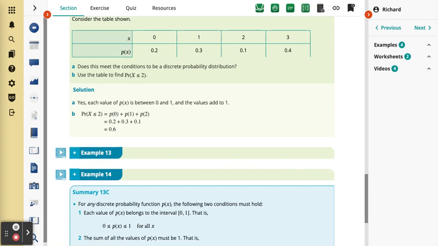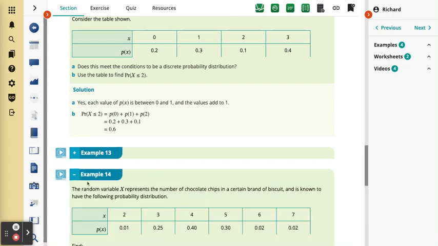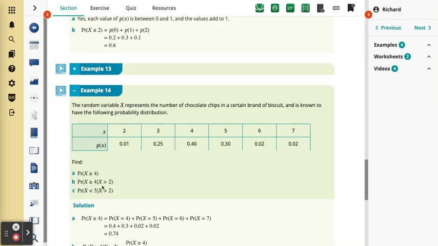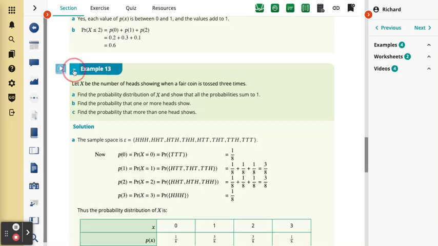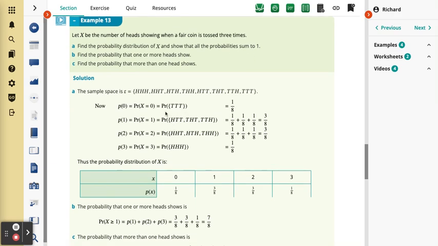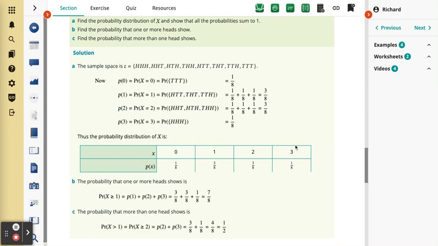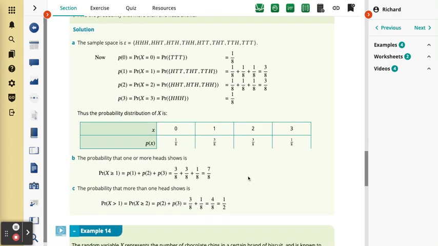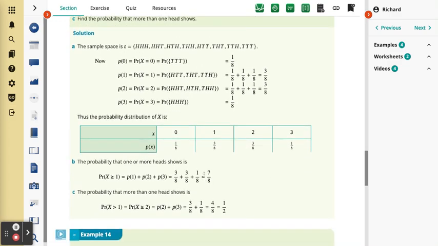If it said greater than, oh, hang on, let's have a look at example 14 in case it does. Yeah, we won't do the conditional example 13 actually. This one here is find the probability distribution of X and show that all probabilities sum up to 1. So you can see that they've listed all the probabilities. We've done this already. So there are 0, 1, 2, or 3 heads that could be shown. There's the probability distribution there. And you can show that it is all there by adding them all together to find that the probability is equal to 1.